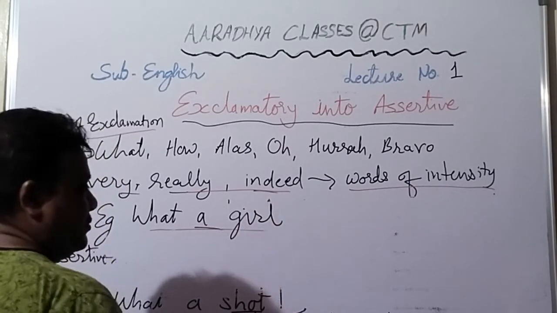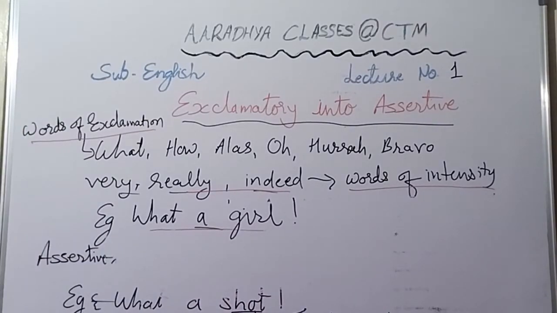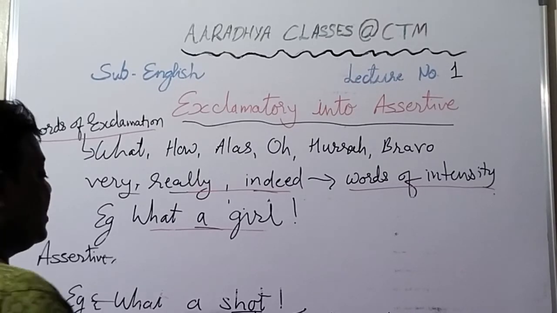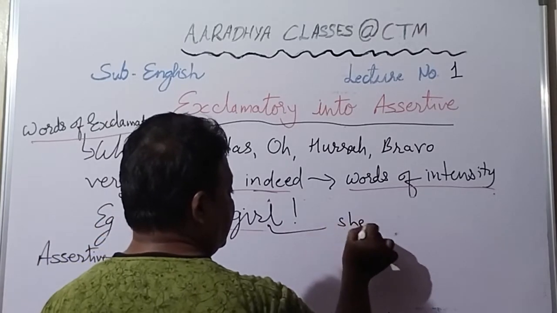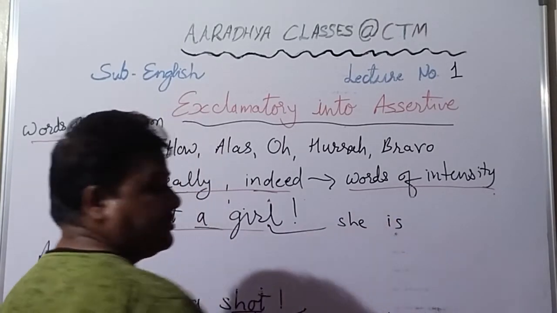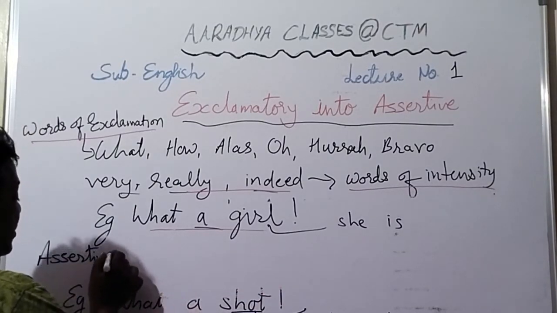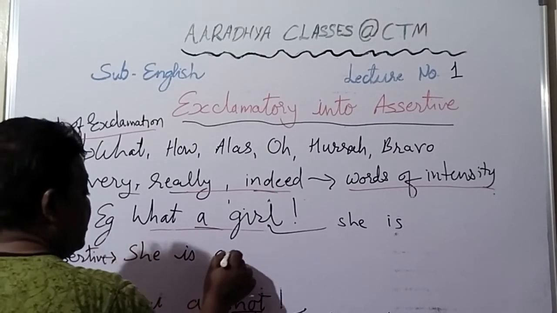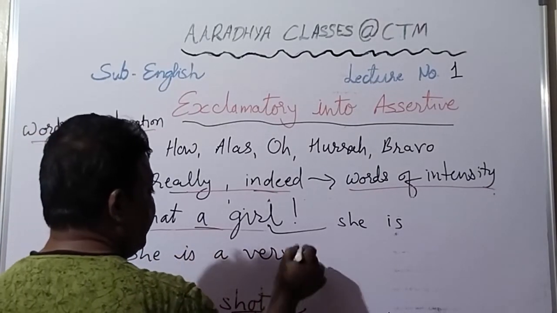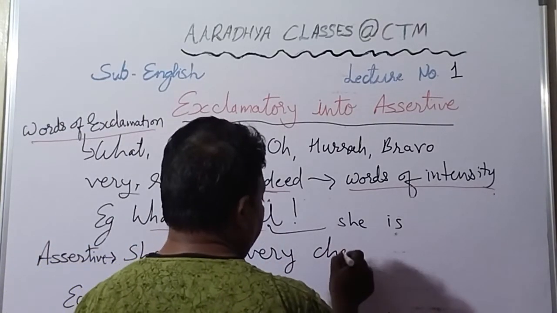What a girl. Now this is your sentence, which looks incomplete because both subject and verb are not given. So we have to understand that here they talk about the girl. So the subject will be what? She. And the verb will be is. This is understandable. So when you begin your assertive sentence, it will be like this. She is a very, now any adjective you can put. She is a very charming girl.